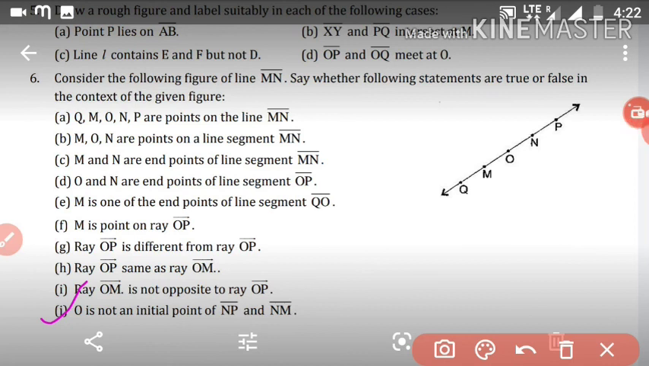So I have done with this exercise. The first exercise of chapter number 4 is completed.